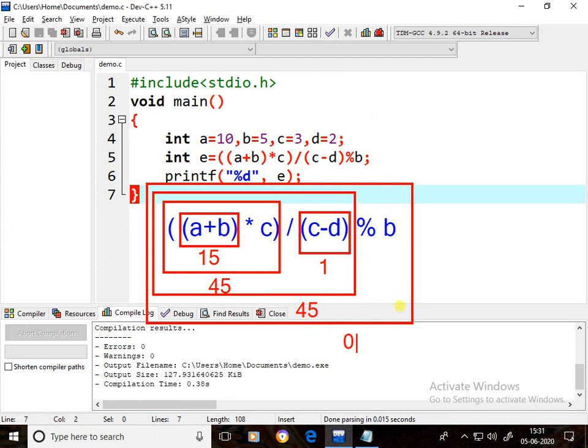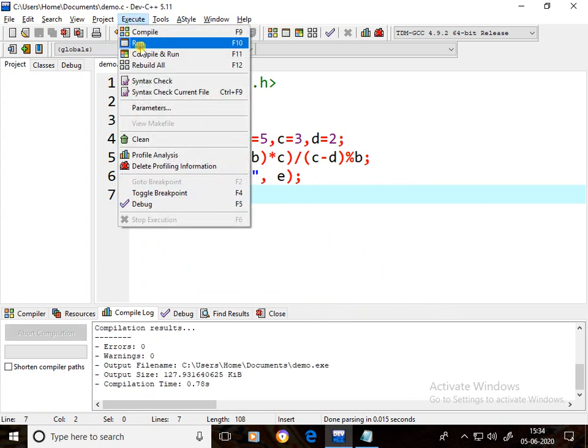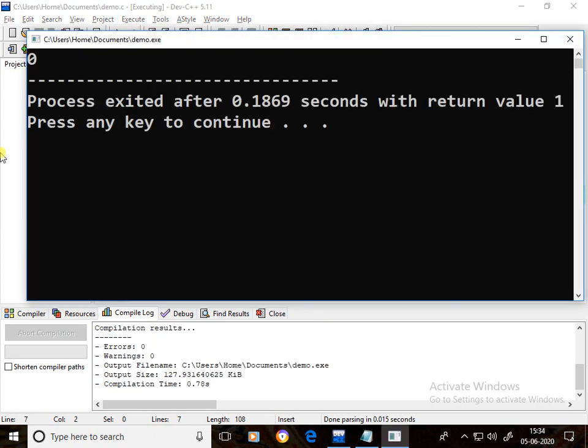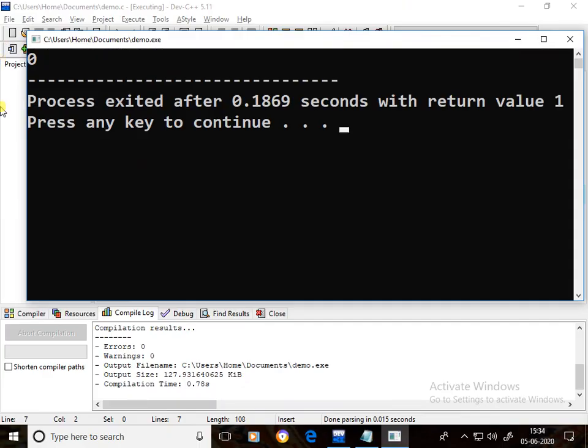So this program, if I compile and execute, the output will be 0. Compile, run. See, the output is 0.